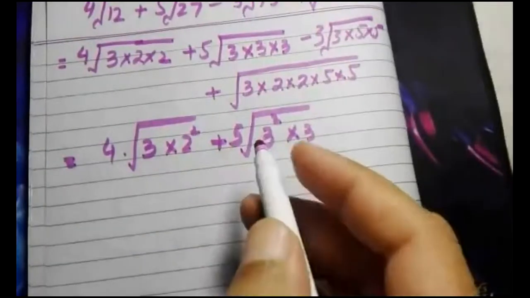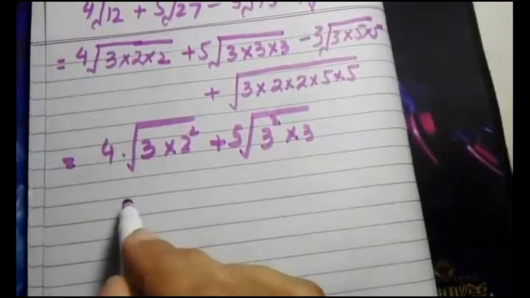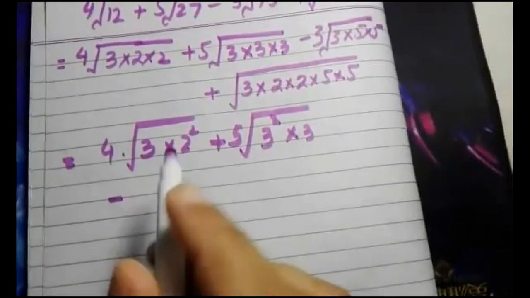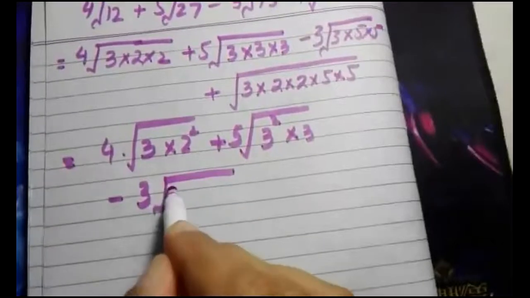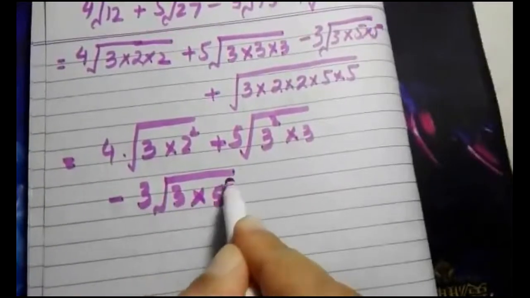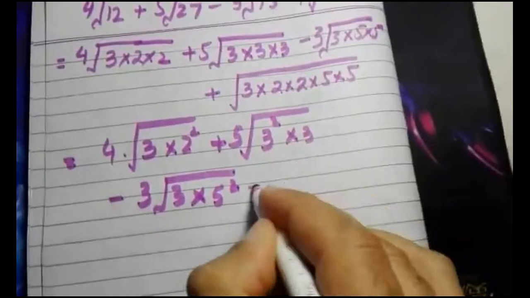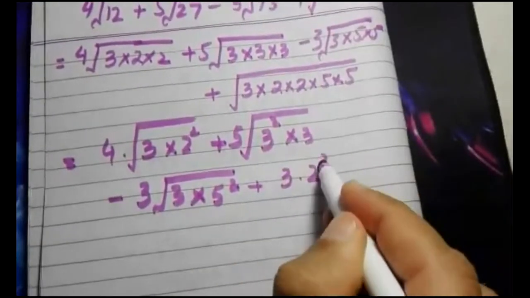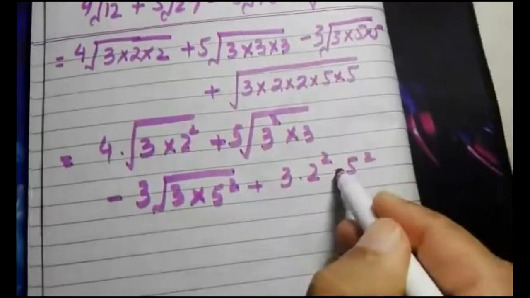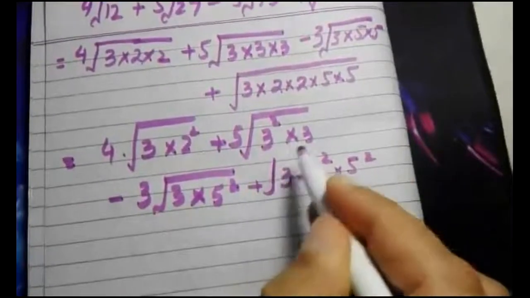Its third term is written as 3 times 3 and 5 square, and from the last term we will get 3 times 2 square and 5 square. These are the multiples.